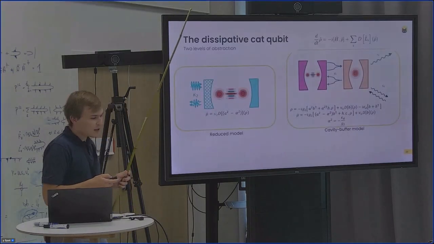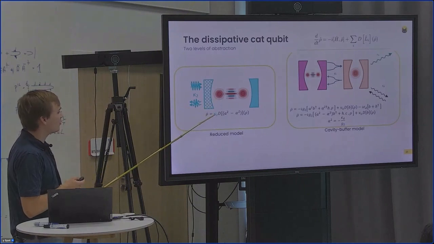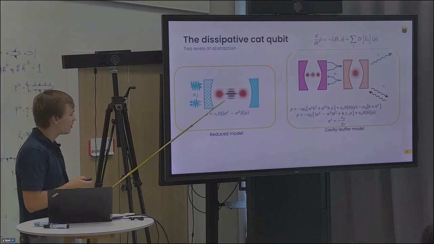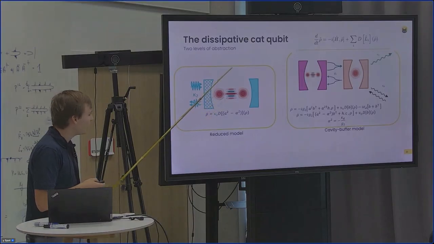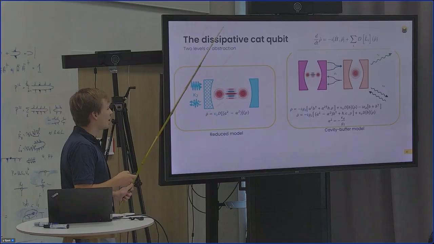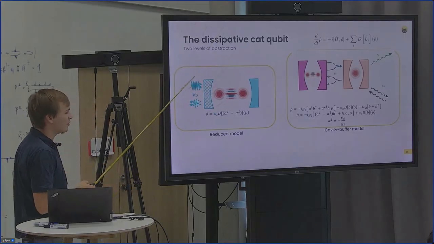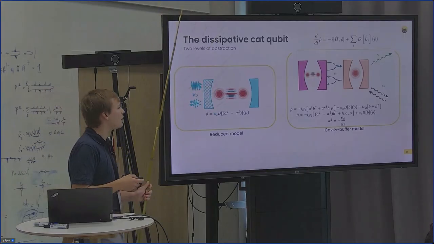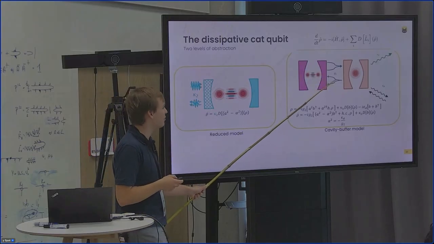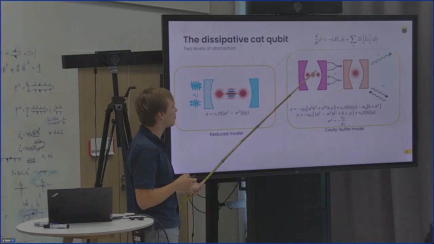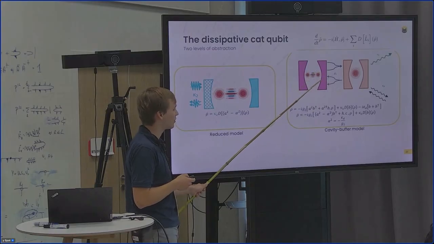Okay, so here in the first part, I present this reduced model to have a cat qubit in a cavity. But in practice, to engineer this kind of dissipation, it's not very natural to lose pairs of photons at once. So you need to couple your cat cavity with a buffer, which we call a buffer cavity, with which it will exchange pairs of photons.